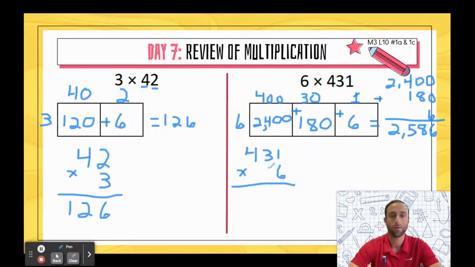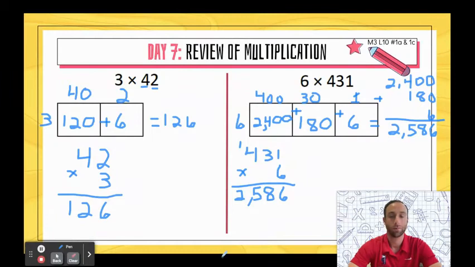in the number above, starting in the ones place. So 6 times 1 gets me 6. 6 times 3 gets me 18. So 8, and regroup the 1 up top. 6 times 4 is 24. 24 plus the 1 that I regrouped up here gets me 25. Very nice work. 2,586, comma it up.